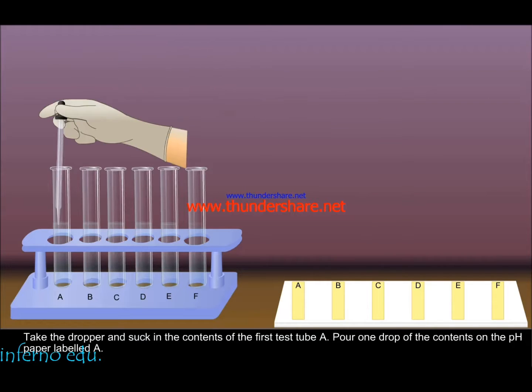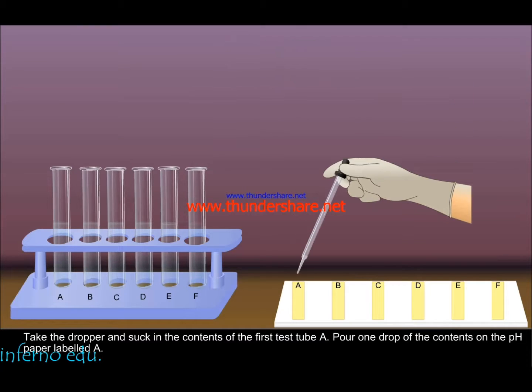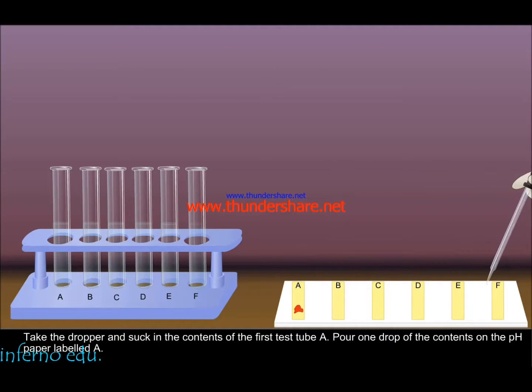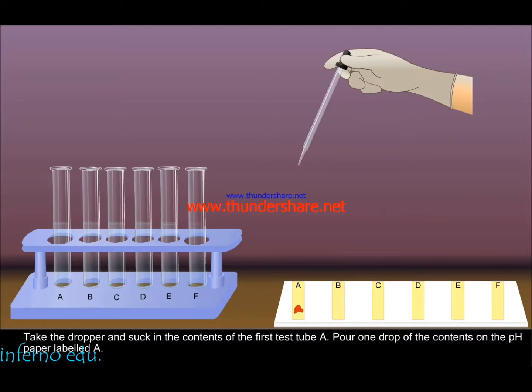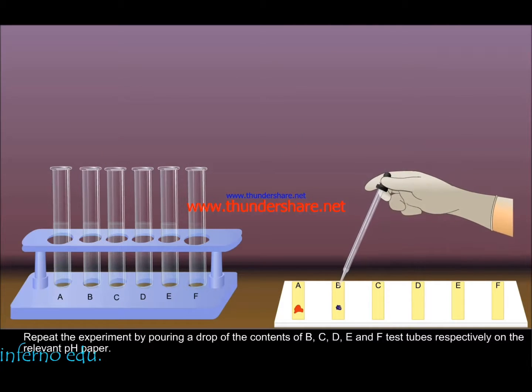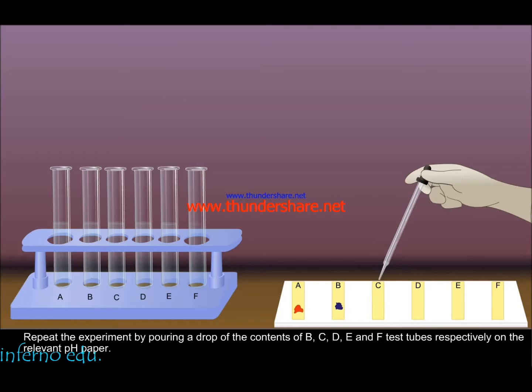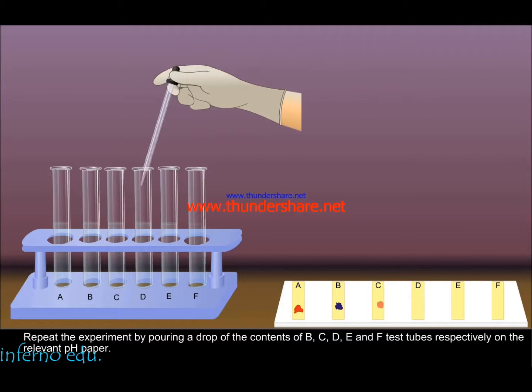Take the dropper and suck in the contents of the first test tube A. Pour 1 drop of the contents on the pH paper labelled A. Repeat the experiment by pouring a drop of the contents of B, C, D, E and F test tubes respectively on the relevant pH paper.